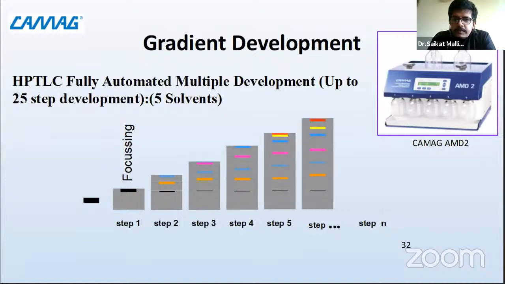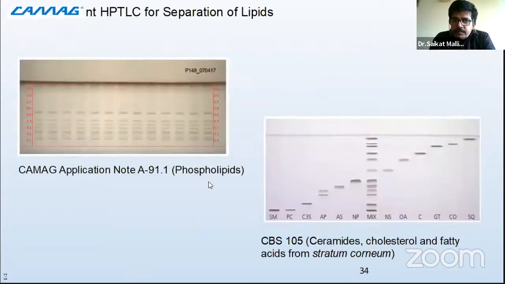So this is about the gradient development. As you can see, with each different type of mobile phase, I'm developing it. The same sample is getting separated. The colors which you can see, orange, blue, green, purple, then you see the red, they are getting separated as and when the different mobile phases are changed. And that is why you are getting separation differences.